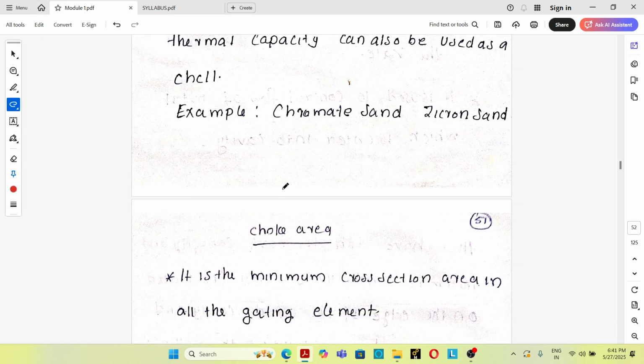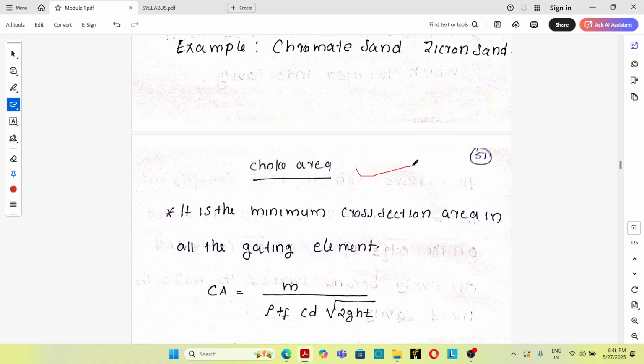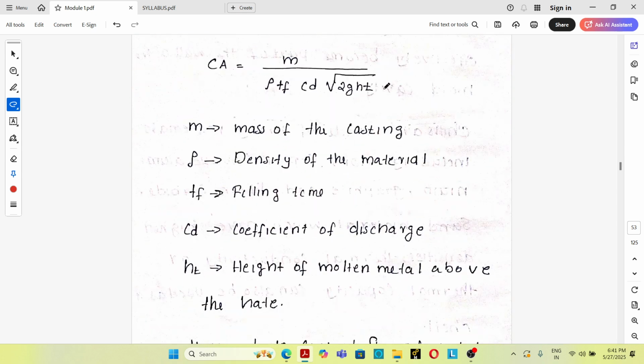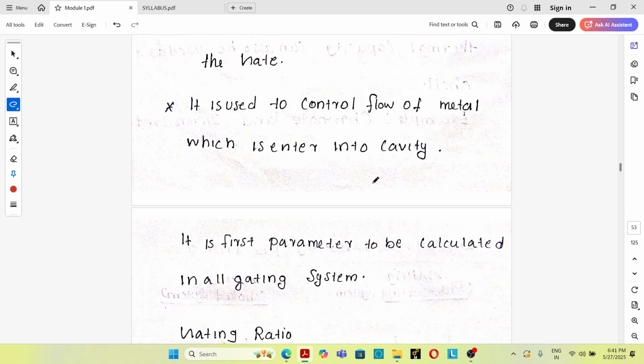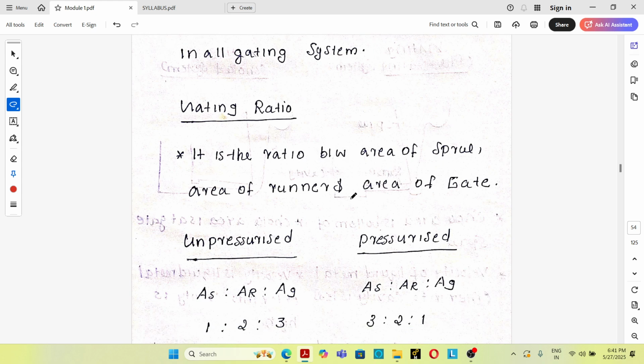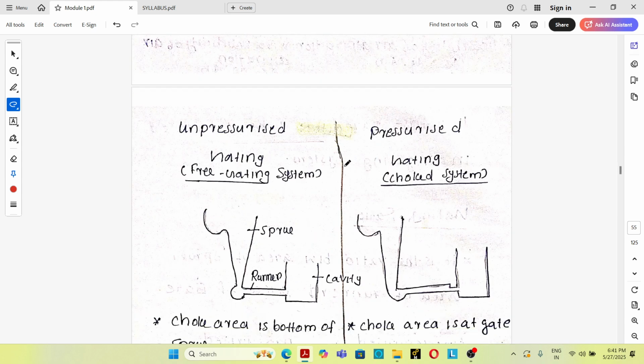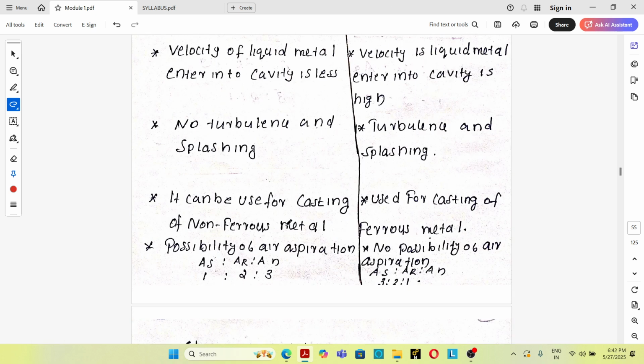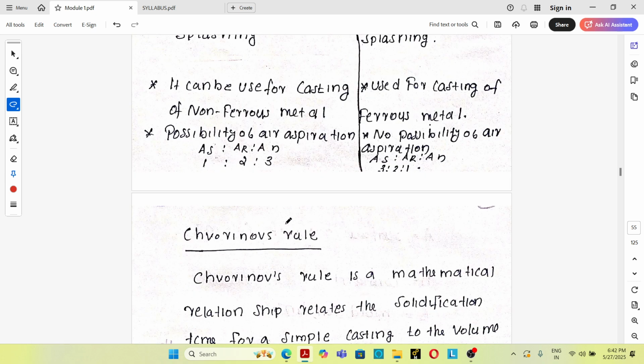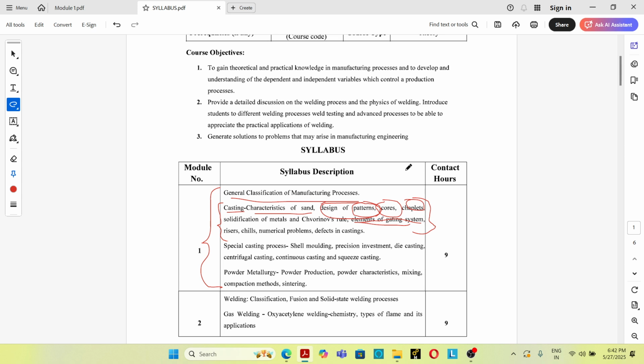Then some problems, equations regarding the gating system, that is the choke area, and what is the equation of choke area. It's very important in the case of design of sand casting mold. And gating ratio, we have unpressurized and pressurized gating systems, etc. All these come under the design of gating system.